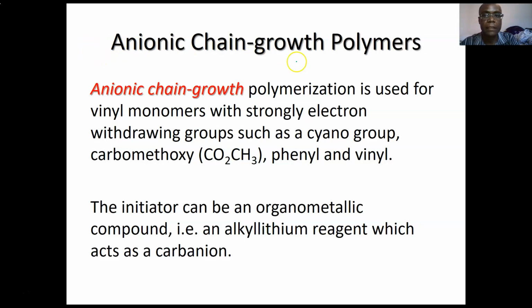Okay, so the next one is anionic chain growth polymerization. So we started by talking about radical polymerization in the premiere video. I just finished explaining cationic polymerization, and now we are talking about anionic chain growth. It's used for vinyl monomers with very strong electron withdrawing groups, such as a cyano group. You know, electron withdrawing groups will help to remove electrons.